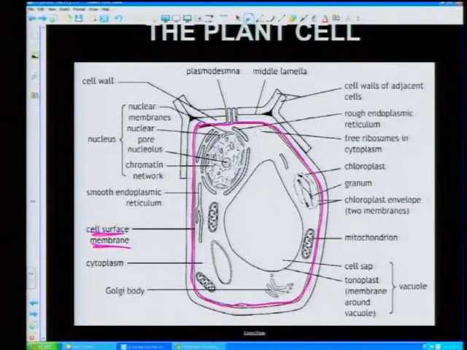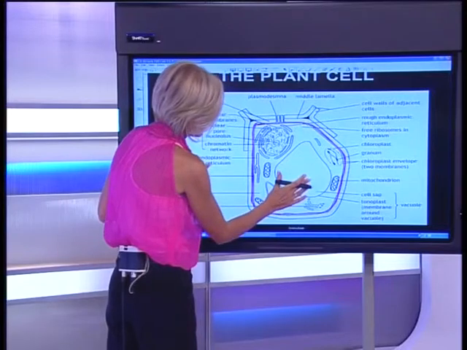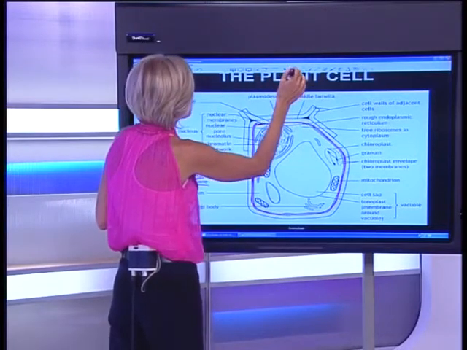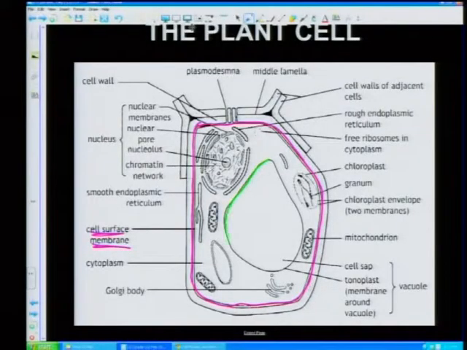Now we're going to look at each part separately. I've already told you this is the vacuole. All right? And the vacuole, let's find another color here. Green, there's your vacuole.